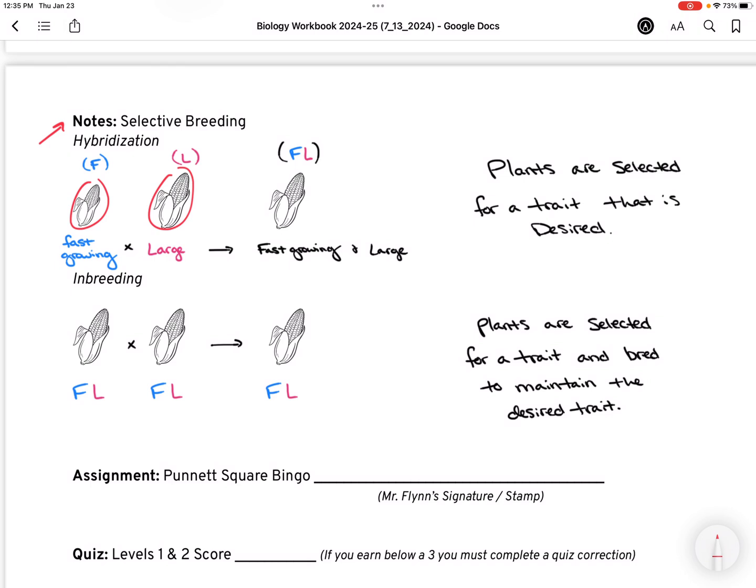But what we want is fast-growing and large. That's what we want, fast-growing and large. And so if we breed these two, maybe we can create something that is in between. It has both those characteristics. And then to keep those characteristics, we're going to breed only the fast and large corn together to keep getting fast and large corn.